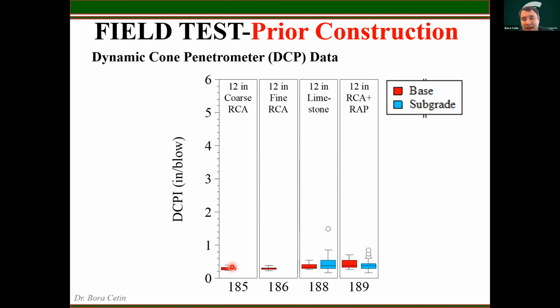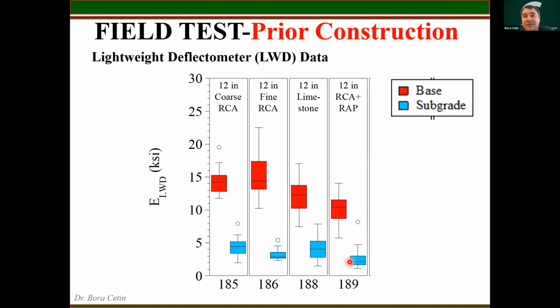the DCPI values between test sections, even though coarse RCA and fine RCA seem to have lower DCPI values, indicating that they are more resistive, so they have higher shear strength values. Then RCA rep and limestone, we take readings at multiple points. So these box plots show the average and range of the readings for these materials. RCA rep and limestone seem to have reasonably equal DCPI values. And then we did lightweight deflectometer analysis.